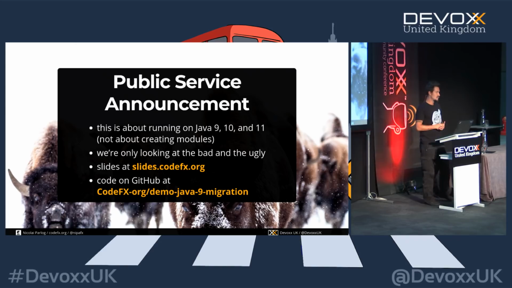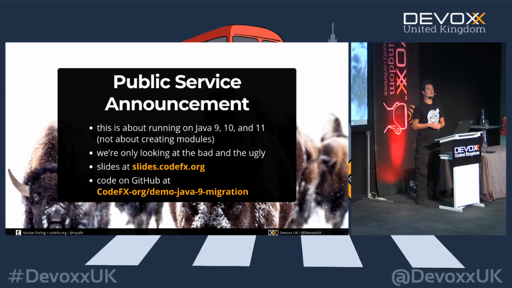So this is just about running your existing application on these Java versions. It's not about building modules. That's a different thing. You don't have to do that. If you're worried about the module system, there are some things to worry about, but you don't have to turn your code into modules to work on 9, 10, or 11. And likely you will never have to do that in any future version.